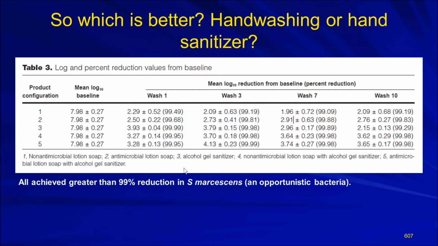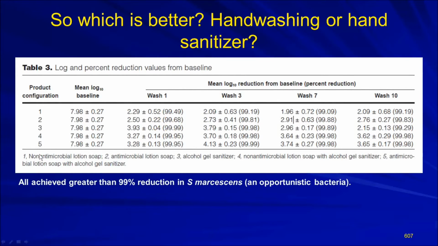If we look here at this left-hand column, the product configuration, we see number 1, as indicated down the legend here, is a non-antimicrobial lotion soap. Number 2 is an antimicrobial lotion soap, and number 3 is alcohol gel sanitizer. And then 4 and 5 are combinations of the alcohol gel hand sanitizer and the first 2, the lotion soaps.